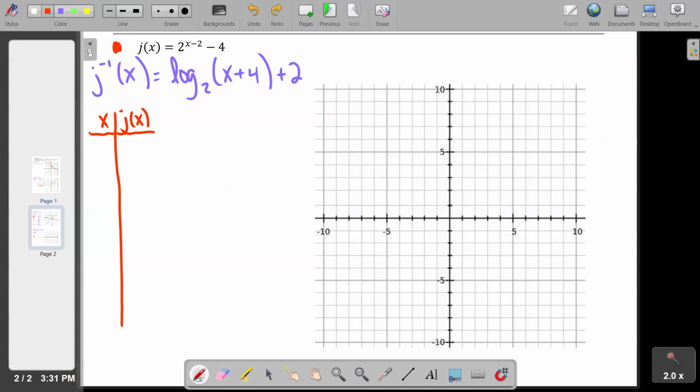And so this is going to be a little bit of a pain. If I do 0, 0 minus 2 is negative 2. So I have 2 to the negative 2 minus 4, which is 1 over 4 minus 4, which is 1/4 minus 16/4, which is negative 15/4.